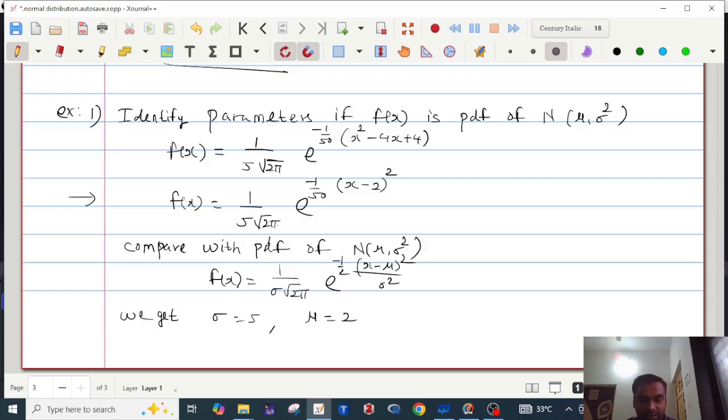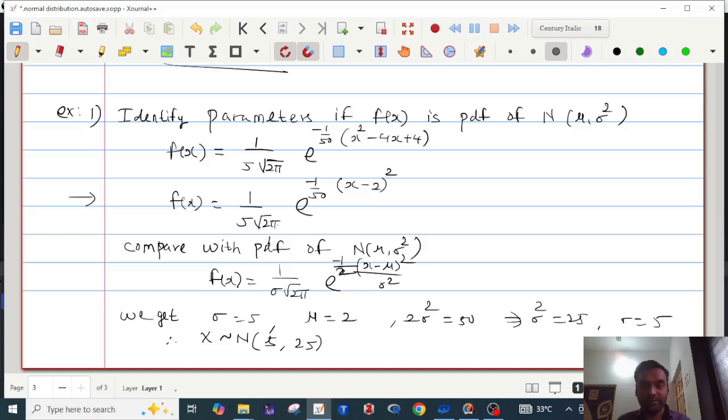Now just check whether this 2 sigma square is equal to 50 or not. 2 sigma square, minus 1 upon 2 sigma square, here what is given is 50. This implies sigma square is equal to 25. Sigma is 5. So the distribution is normal and the parameters are mu is 2 and sigma square is 25. This way you have to solve these examples.